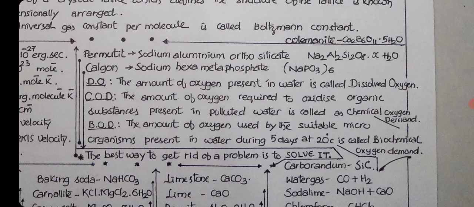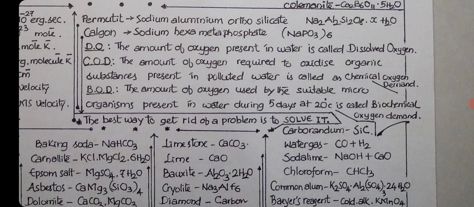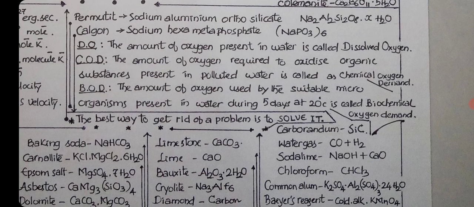Calgon, meaning calcium gone. DO: the amount of oxygen present in water is called dissolved oxygen. COD, chemical oxygen demand: the amount of oxygen required to oxidize organic substances present in polluted water is called chemical oxygen demand. Biological oxygen demand: the amount of oxygen used by suitable microorganisms present in water during 5 days at 20 degrees Celsius is called biochemical oxygen demand.